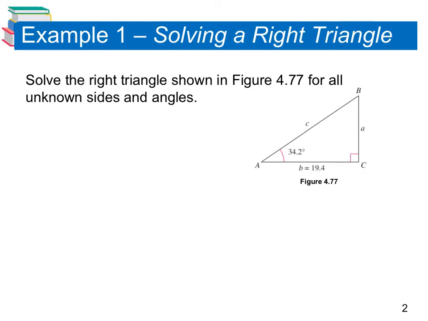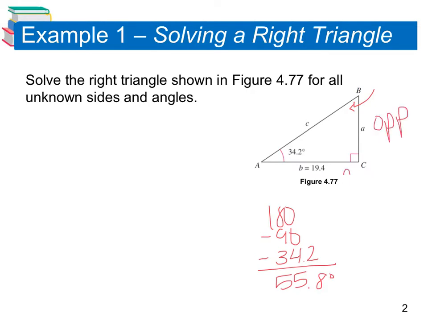First of all, the angle should be fairly obvious. That's going to be the one at 180 degrees in every triangle. Subtract the 90, the right angle, and subtract the 34.2, the given angle. Our missing angle is 55.8 degrees. If I'm solving for sides, I've got to know that opposite of my given angle is A. Adjacent is given to me, 19.4, and my hypotenuse is unknown. So I've got to solve for two sides.